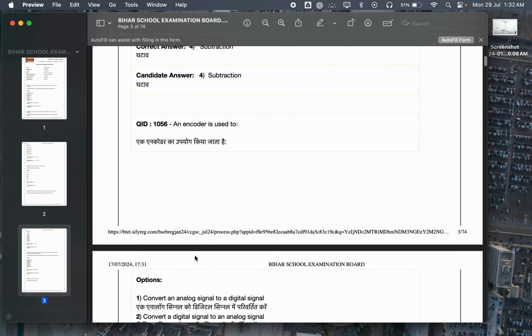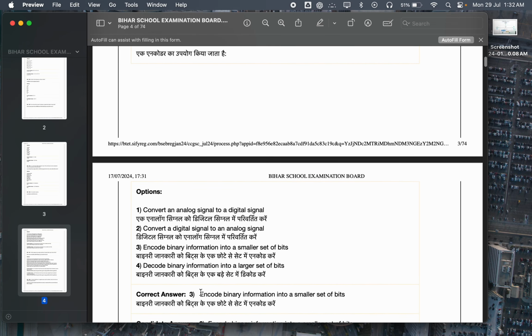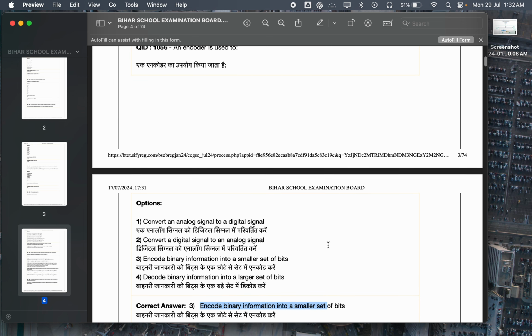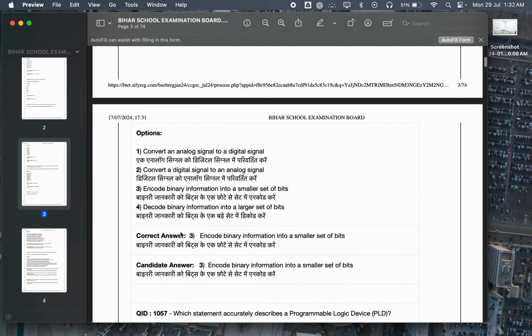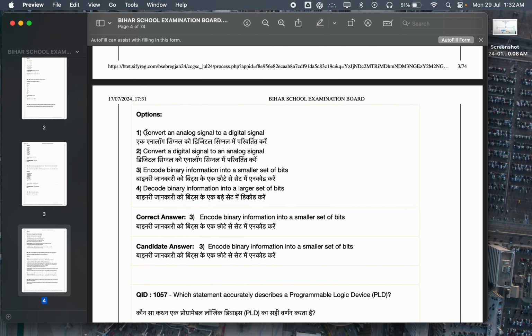An encoder is used to, so okay, encoder, as the name suggests, right, we want to encode something, right? So if we want to encode something into something, right, so when we want to transfer some data, right, encode binary information into a smaller set of bits.